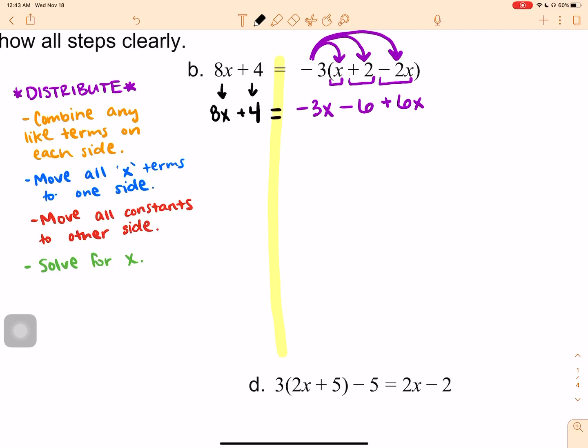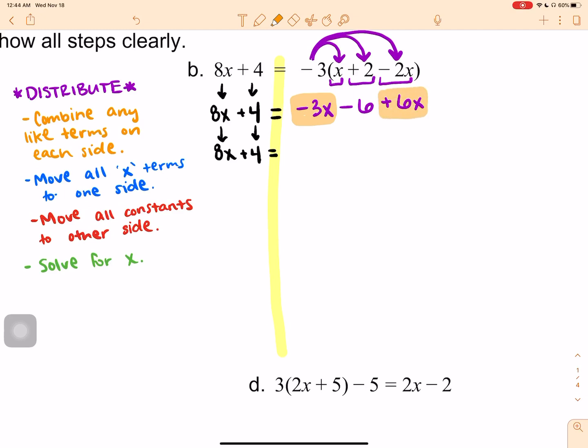Okay. Now we want to see if either of the sides have any like terms. So as I'm looking on the left, the 8x and the 4, there's nothing we can do here. So we're just going to rewrite 8x plus 4. But on the right-hand side, I see that we have 2 x terms we could combine.